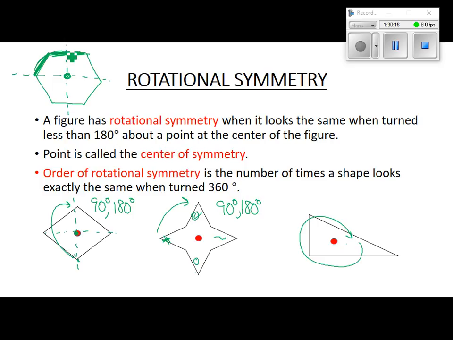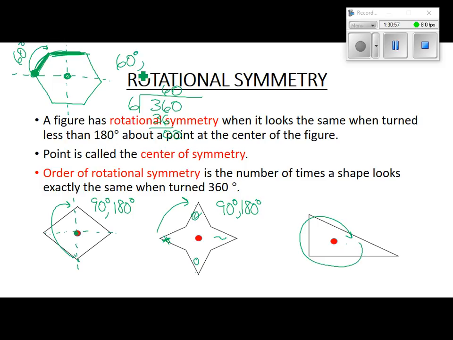Well, the way we can find that out is just by seeing what our order of rotational symmetry is. How many times in a full circle is it going to look the same? And in this case, it's going to be 6 times. And we take that 6 and we divide it into 360. Well, 360 divided by 6 is 60 degrees. So when we turn this so that this point ends up right there, we've actually turned it 60 degrees. So at 60 degrees, it has rotational symmetry.